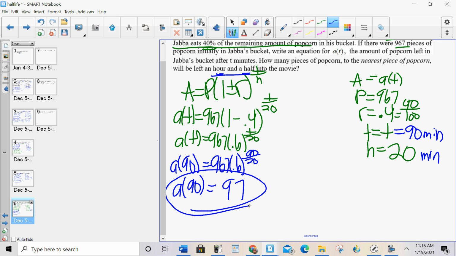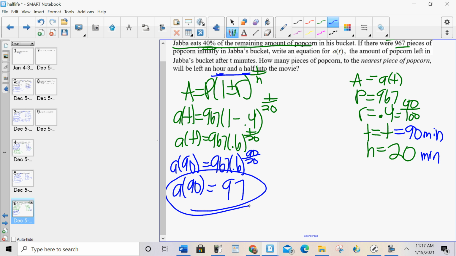I think when I made this problem up, I estimated. I have no idea how many pieces of popcorn are in a big bucket, but I don't know. Now that I'm looking at it, I feel like 967 pieces of popcorn sounds like a lot. But I don't know. Maybe you should count your popcorn one day when you go to the movies when this pandemic is over.